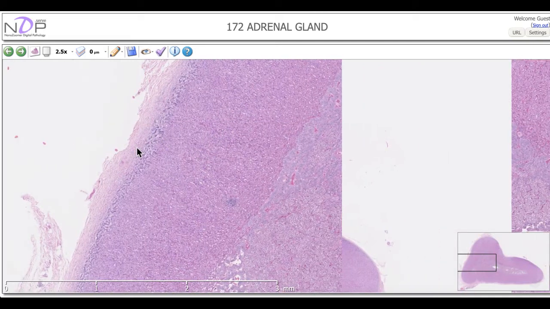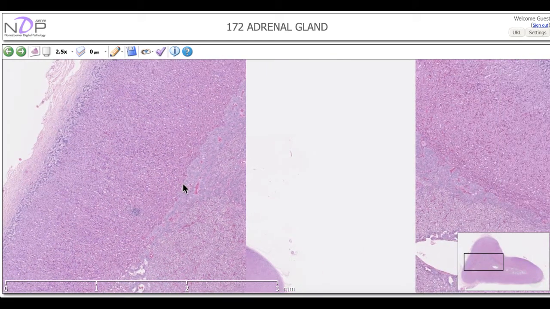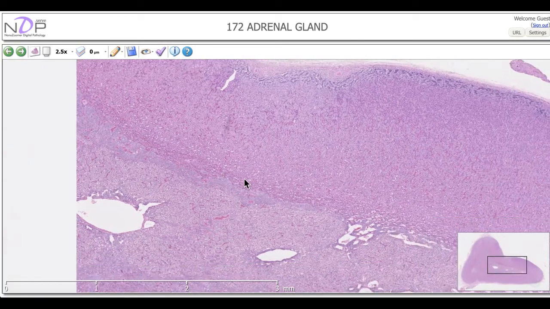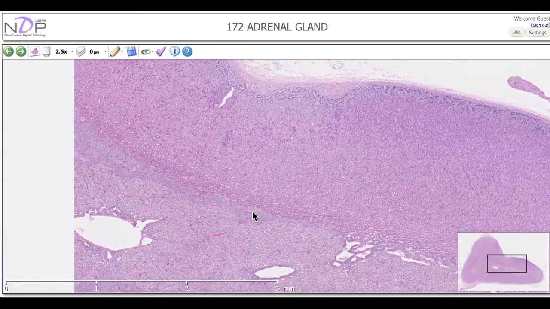you can see here the capsule. You can see here the area just below the capsule. You can see here the area of the cord and sinuses, and we can see here the area of another layer, and inside here we have the area of the medulla.